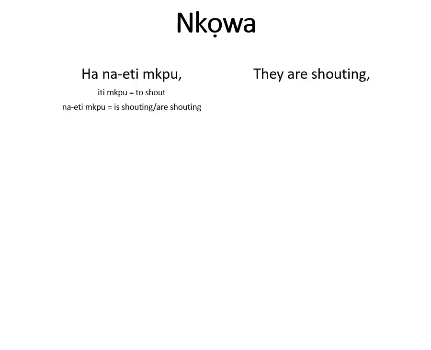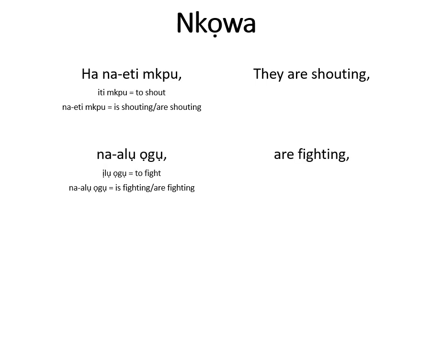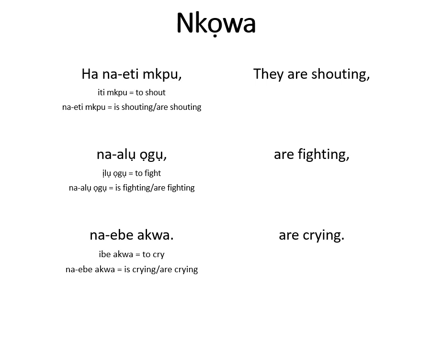So now what does that result in? Ha na-eti mkpu, they are shouting. Iti mkpu, to shout. Na-eti mkpu is shouting. Na-alụ ọgụ are fighting. Ịlụ ọgụ is to fight. Na-alụ ọgụ is fighting. Na-ebe akwa are crying. Ibe akwa is to cry. Na-ebe akwa is crying or are crying. So ha na-eti mkpu, na-alụ ọgụ, na-ebe akwa.